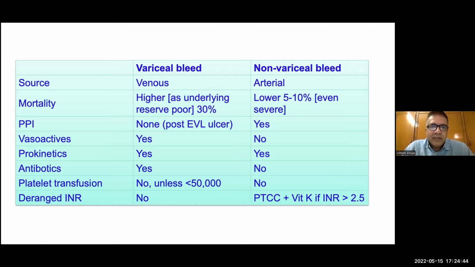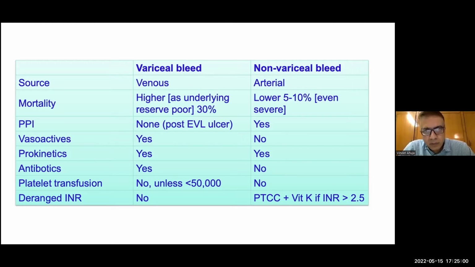PPI is not required in variceal bleed unless the patient underwent endoscopic variceal band ligation and came within 3-4 days with a bleed, so you are suspecting post-banding ulcer. PPI is very much required in non-variceal bleed. Vasoactives are required in variceal bleed.